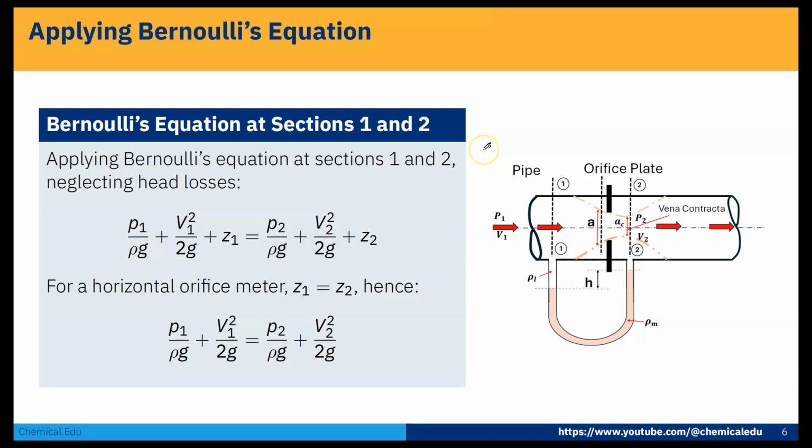Next, again apply Bernoulli's equation like in the Venturi meter, between section 1 and section 2. Applying Bernoulli's equation: P1 by rho g plus V1 squared by 2g plus Z1 is equal to P2 by rho g plus V2 squared by 2g plus Z2. Here the orifice meter is in a horizontal position, so Z1 is equal to Z2. So P1 by rho g plus V1 squared by 2g is equal to P2 by rho g plus V2 squared by 2g.